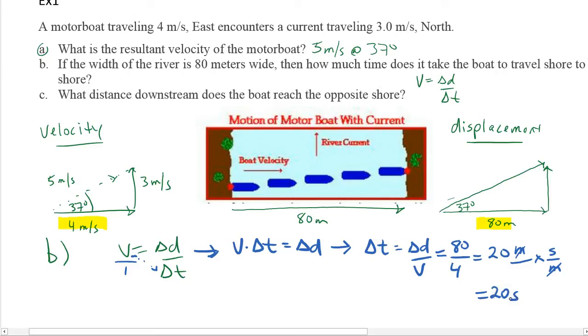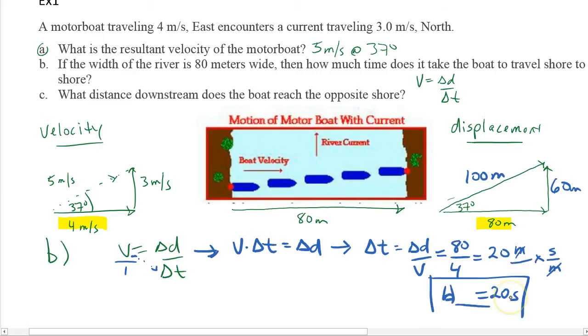And you can also use the triangles. 4 times what gives me 80? Like in the sense that the sides are proportional in similar triangles. 4 times 20 gives me 80. So very quickly you can say, well, what are the other lengths? This side, 3 times 20, would be 60. 5 times 20 would be 100. Now what questions would those answer? This is my answer for B.